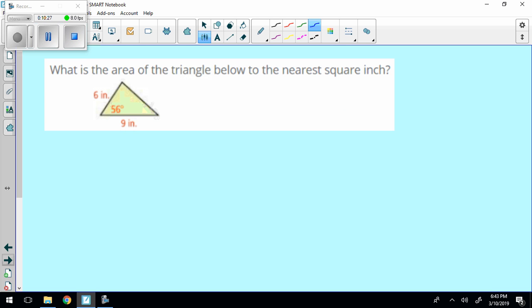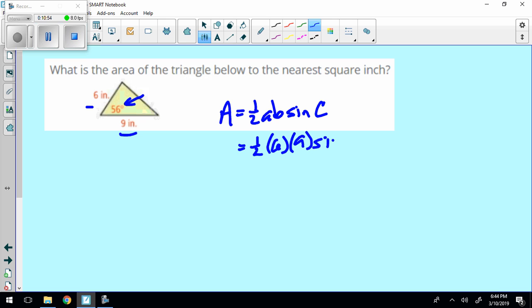What is the area of the triangle to the nearest square inch? On this one, we have two sides and the angle between the two sides. That's where we use the new formula: 1/2 a b sine of C. 1/2 one side times another side times the sine of the angle between. So 1/2 times 6 times 9 times the sine of 56.